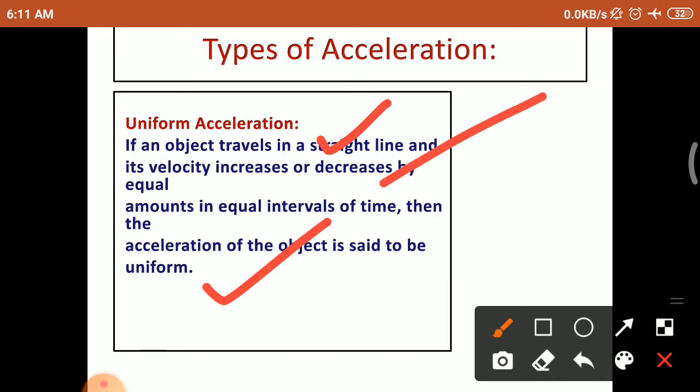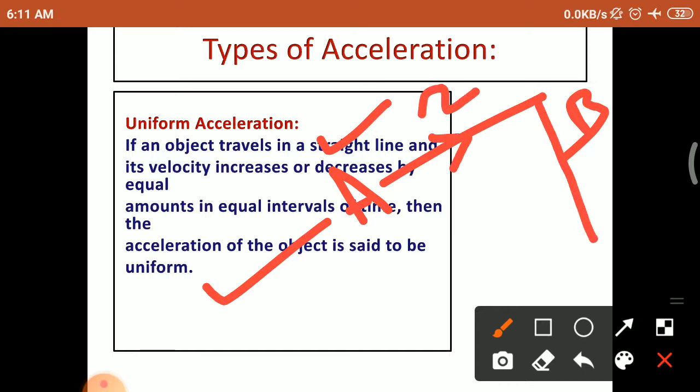Example, A to B, the velocity is 2 meters, and B to C, the velocity is 2 meters. So the velocity of the object is the same in equal intervals of time. Then the acceleration is said to be uniform acceleration.